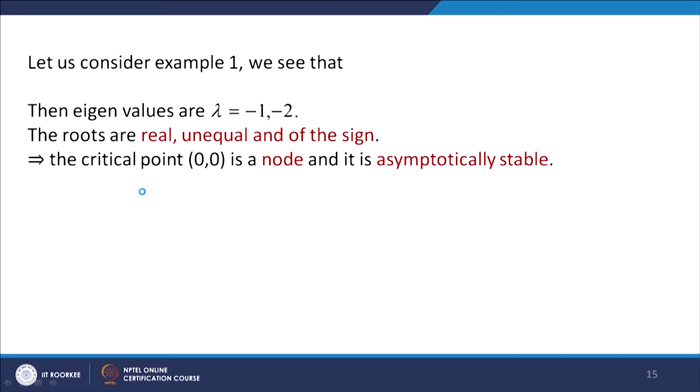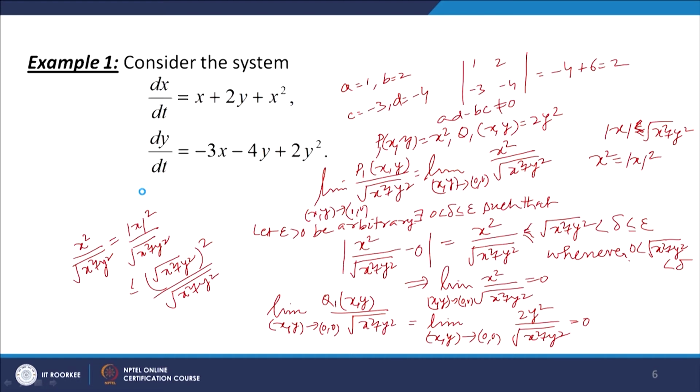So, let us consider example 1. This is example 1: dx by dt equal to x plus 2y plus x square, dy by dt is minus 3x minus 4y plus 2y square. Let us consider the type of the critical point 0 0 here. So, let us write the corresponding linear system: dx by dt equal to x plus 2y, dy by dt equal to minus 3x minus 4y.